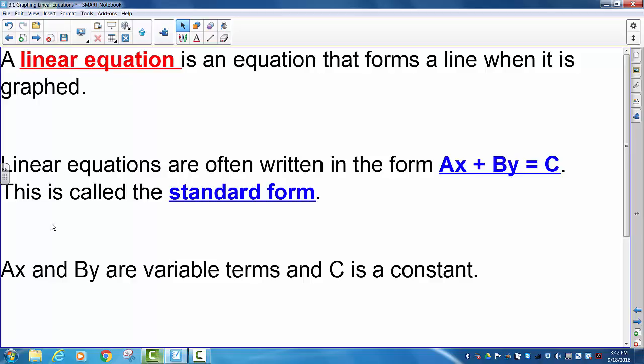Linear equations are often written in the form of ax plus by equals c. This is called the standard form of a linear equation. The a, the b, and the c represent numbers. The a is the coefficient that goes with the variable x. The b is the coefficient that goes with the variable y. And c is the constant. Do you remember what a constant is? A constant is a never-changing number, so it's a number that does not have a variable with it.